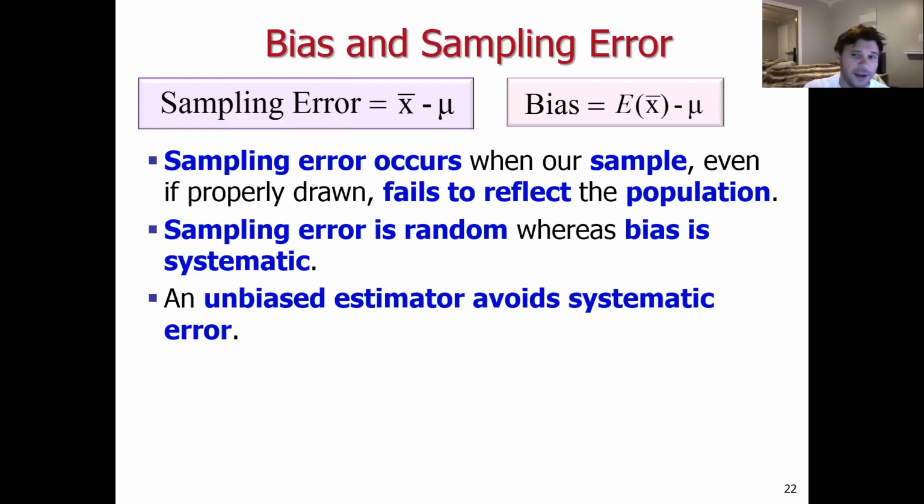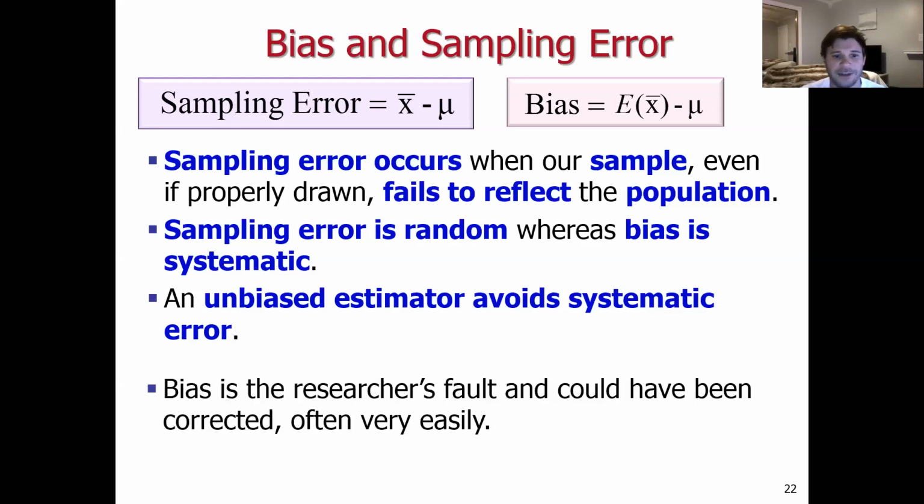Sampling error is not really the researcher's fault, right? Every sample is a little bit different because they're not a full reflection of the underlying population. Bias, as it turns out, tends to be more a practitioner error that can often be corrected very easily. If you know you're overshooting, over-predicting, then when you make your prediction, you bring it down a little bit. So once you identify that bias, you can adjust for it.